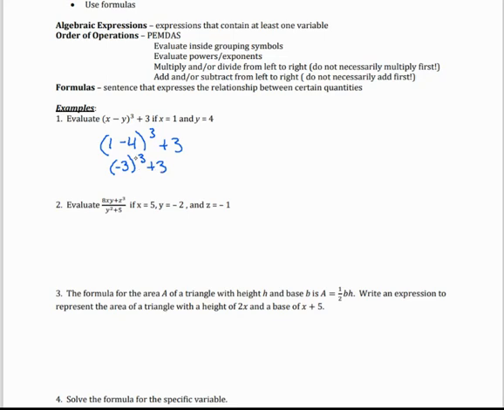Simplify that. Next thing is our exponents. So we're going to do negative 3 cubed. Remember, that means negative 3 times negative 3 times negative 3. That will maintain the negative sign. So negative 27. Remember, if you square something or raise it to an even power, your negative will become a positive. And lastly, we can now simplify negative 27 plus 3, and we'll get an answer of negative 24. Okay, you now try number 2. You can pause the video right here, give that a try, and then we'll continue on.